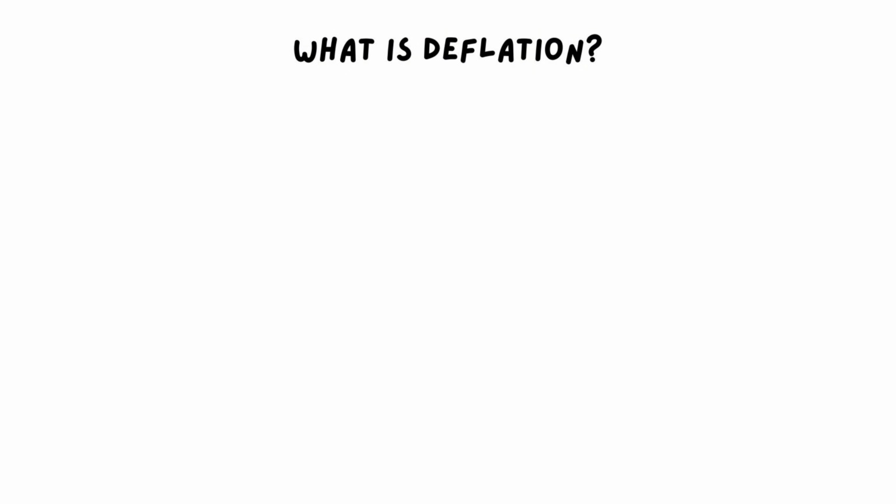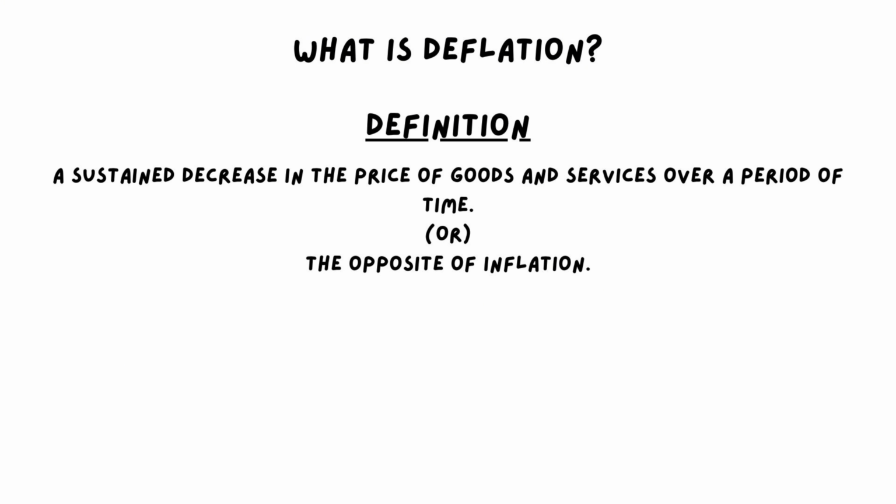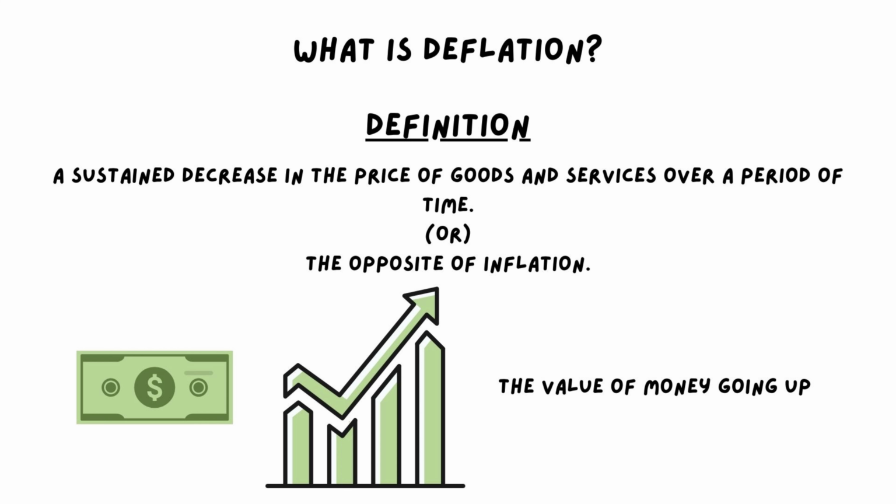The official definition of deflation is a sustained decrease in the price of goods and services over a period of time. Or, in easy terms, deflation is the opposite of inflation. In simple terms, deflation describes the process of the dollar becoming more valuable over time, which is the exact opposite of inflation, the dollar losing value over time.